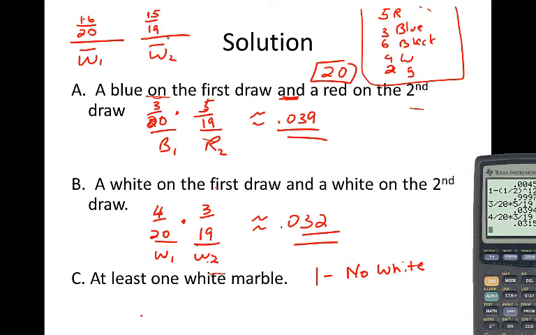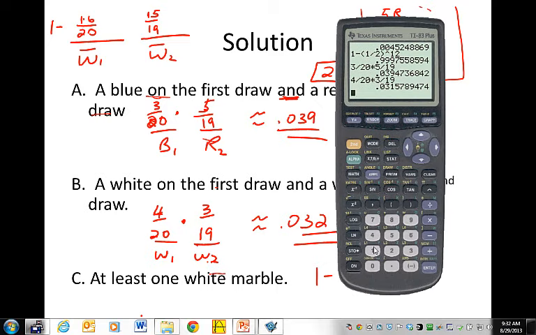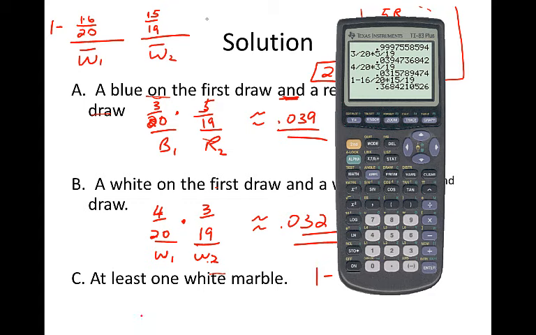And I'm going to do 1 minus that. So 1 minus 16 divided by 20 times 15/19. And we get 0.368. Again, this is the answer for C.